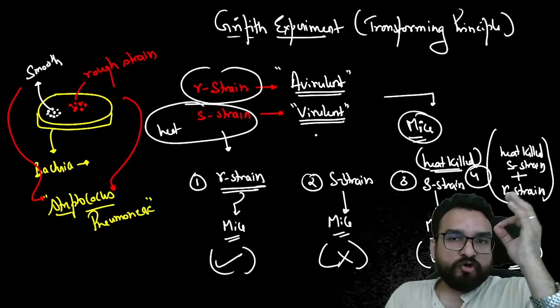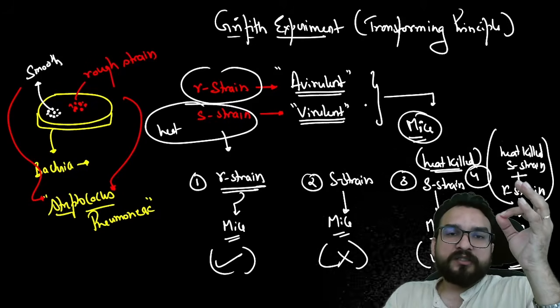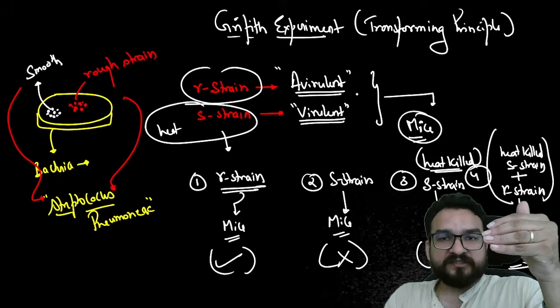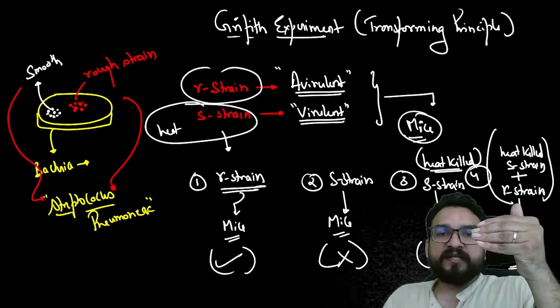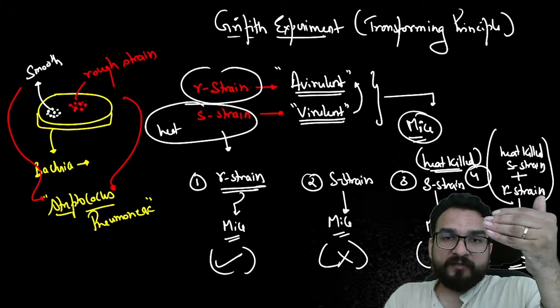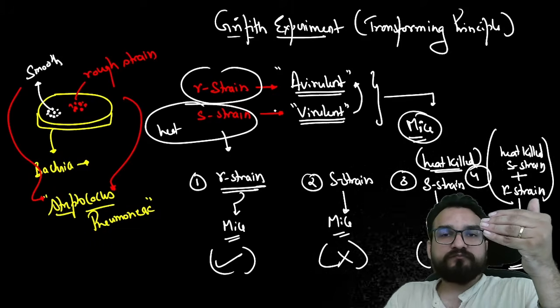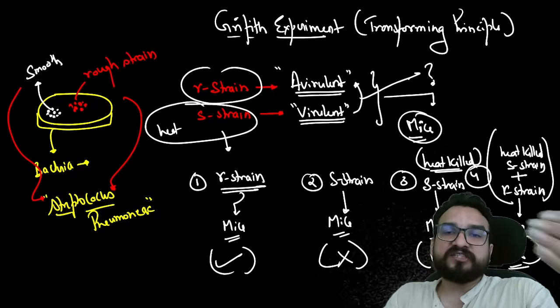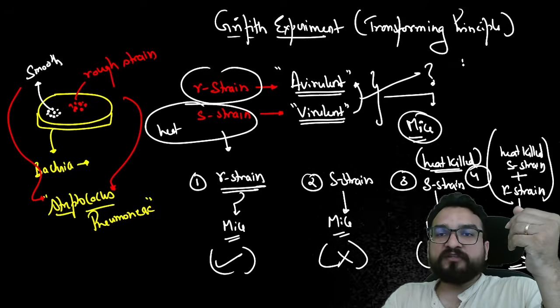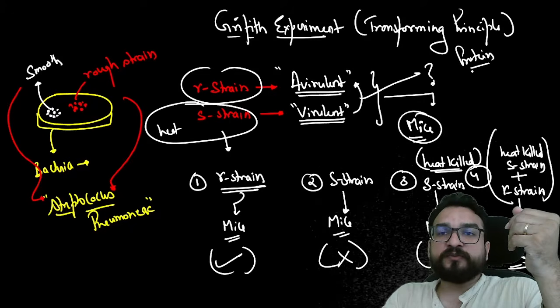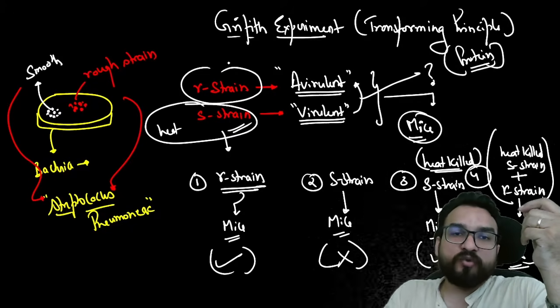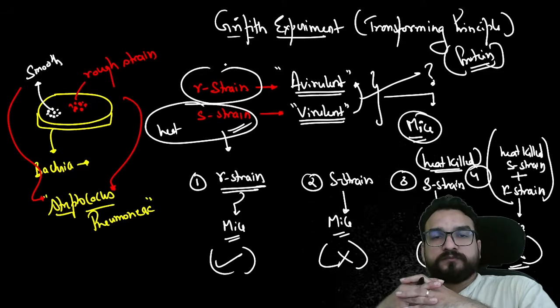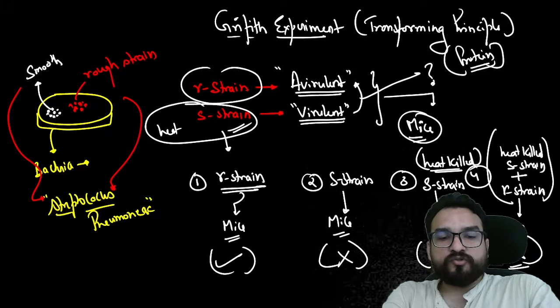So he thought that something was getting passed between these two. Something has passed, and obviously if the mice have been killed, the virulent part must have transferred to the R strain. The question is what has transferred. He was not able to understand what had transferred over here. He was thinking it must be some protein which transferred from the S strain to the R strain in the fourth case. Understanding over here?